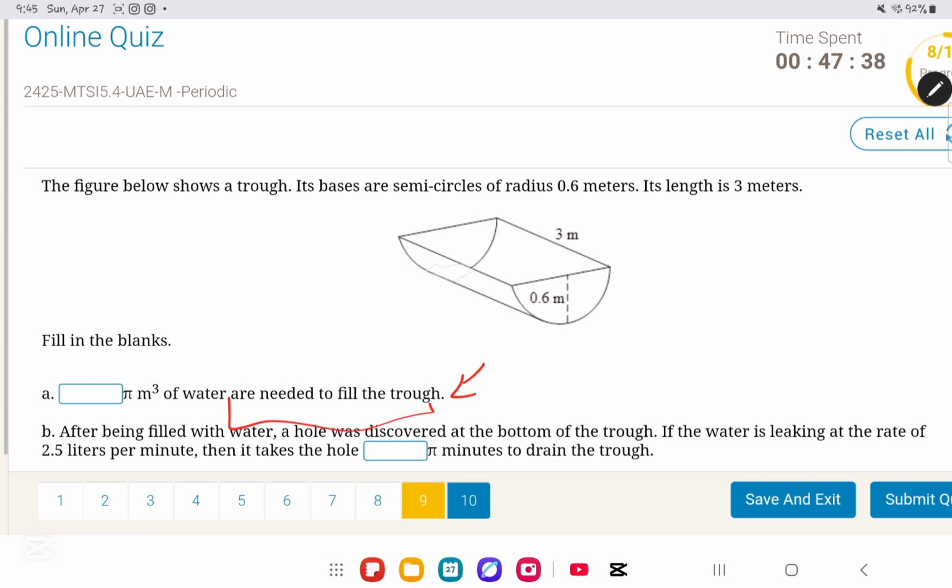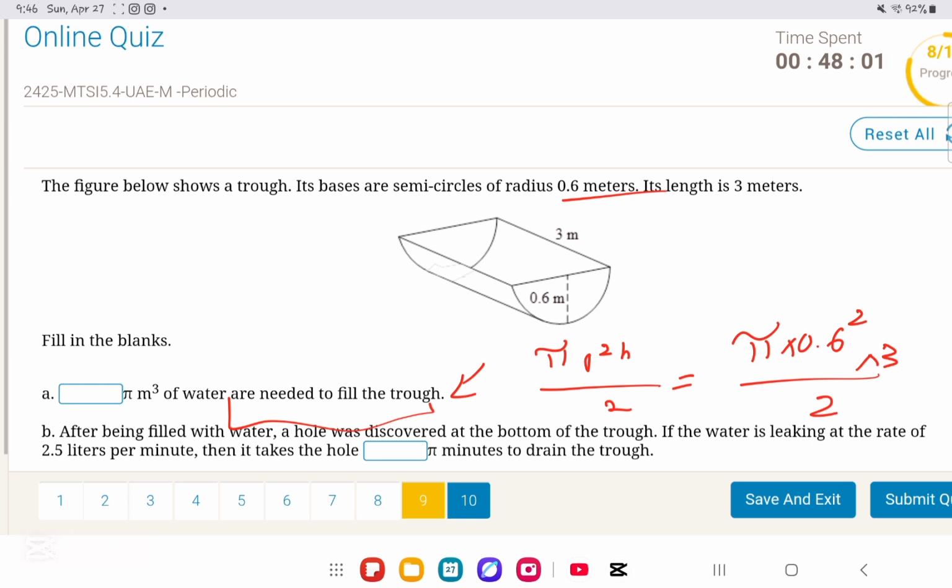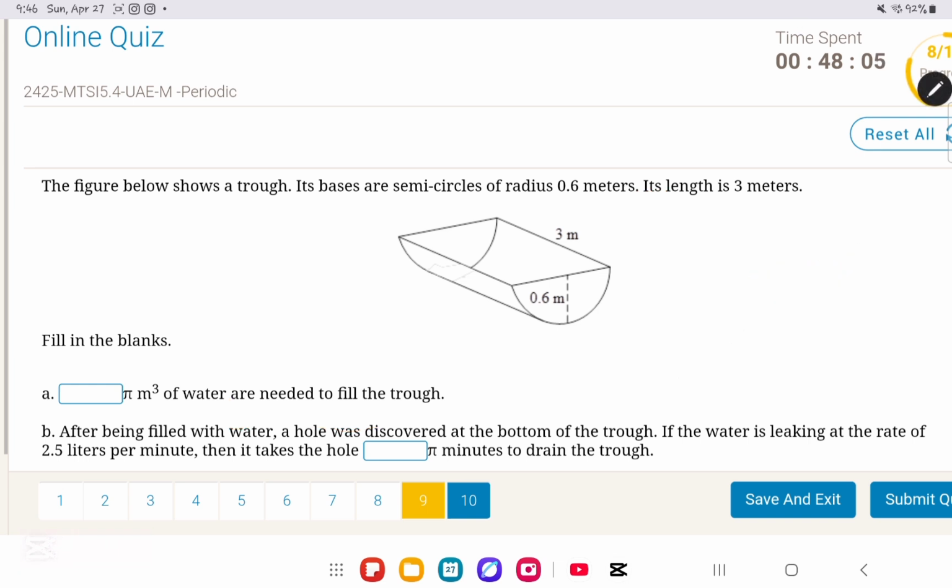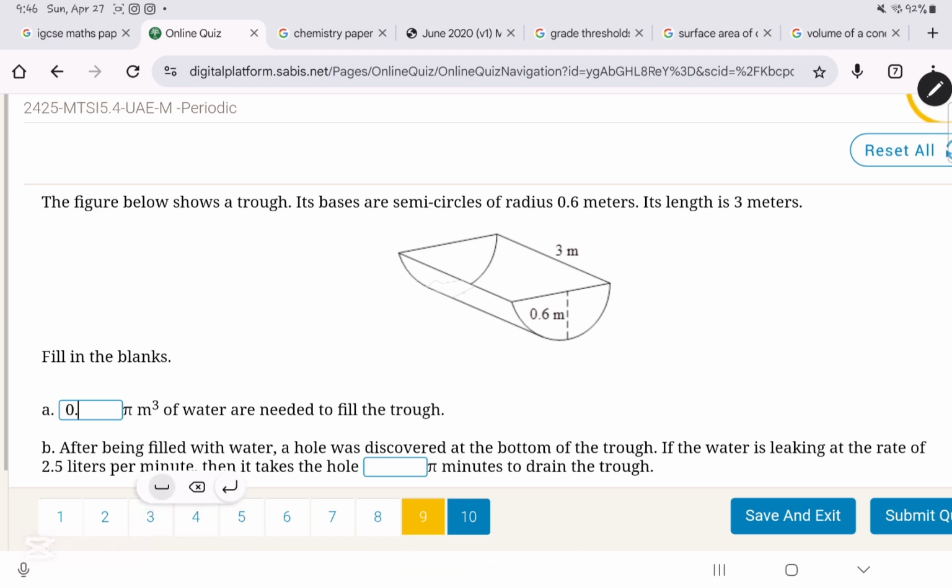As you can see, the trough is half of a cylinder. So you're going to take the volume of a cylinder, which is pi r squared h, and put it over 2. So it's going to be pi, the radius, we know that it's 0.6 meters, times 0.6 squared times the height, which is 3, over 2. Put it on your calculator, and you will get an answer of 0.54 pi. And just like that, we got our answer to be 0.54 pi.